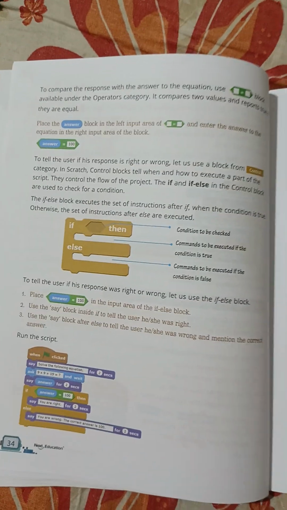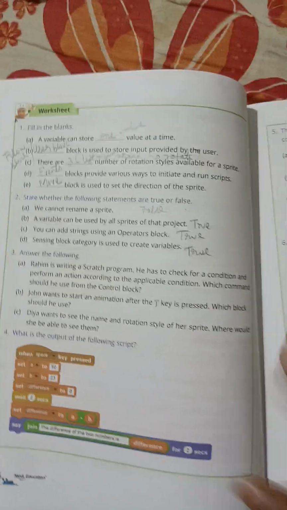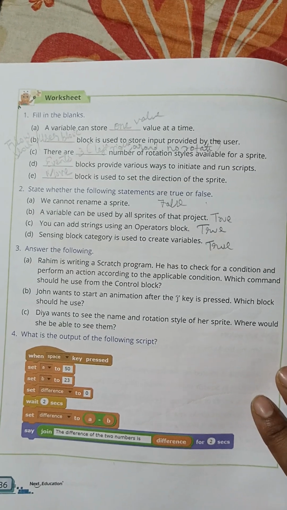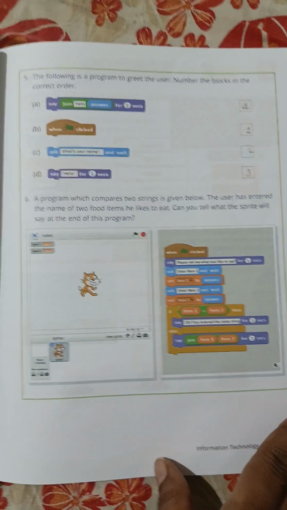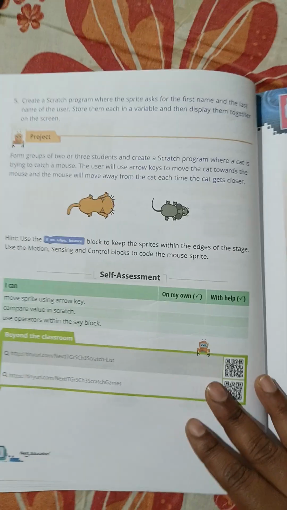We have control blocks and the key points. These are the key points. We have loops, if else loops. This is the answer. It's a worksheet. Next is about the thinking sheet, and next is the lab and the project.